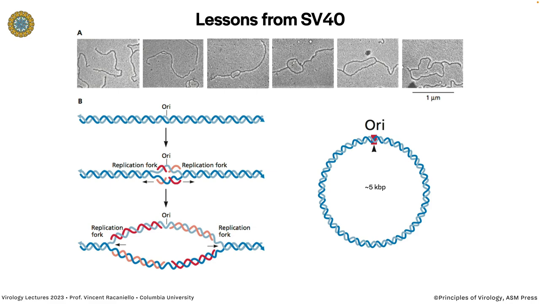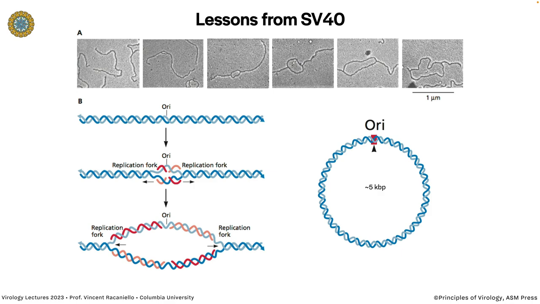So viruses were very important for our understanding of DNA synthesis. At the top is a series of electron micrograph photographs to show you DNA synthesis happening on SV40 templates. What was done here is to cut the circle with a restriction enzyme so that the origin would be near one end, right? Then you incubate that cut DNA.